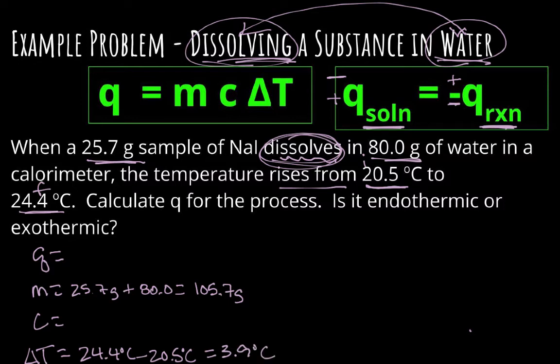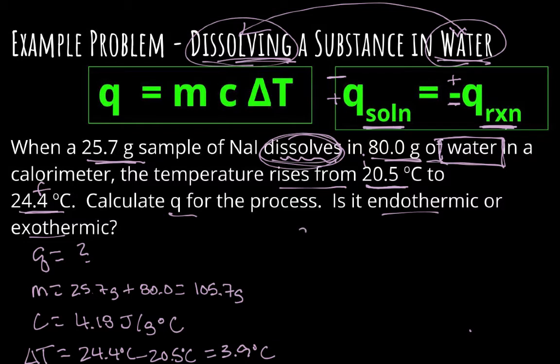I want to know Q for the process, so that's what I'm looking for. Then I also want to know whether it's endothermic or exothermic. Okay, so the C value, because this is happening in water, I can use that 4.18 joules per gram degrees Celsius. Anytime something's happening in water, like this one is, that's when I can use that 4.18 joules per gram degree Celsius that we looked at on that chart on the previous page.